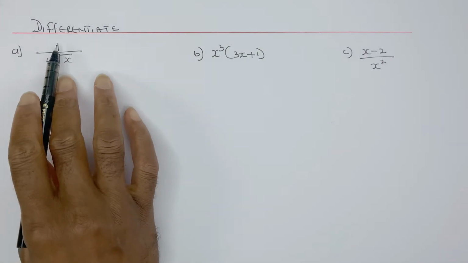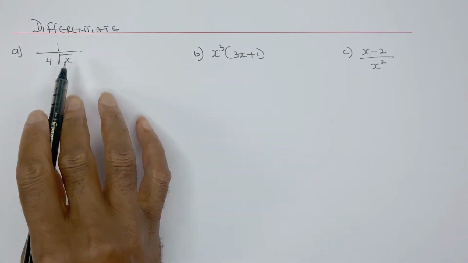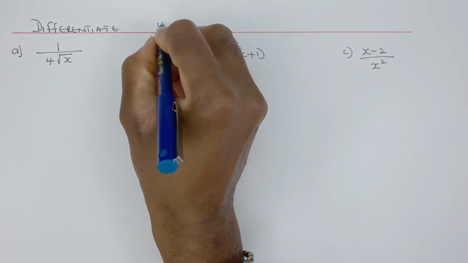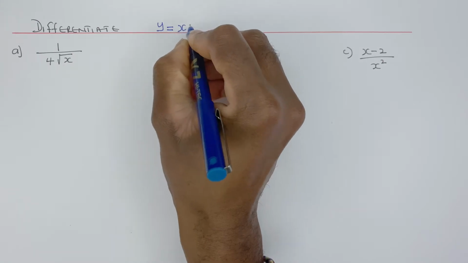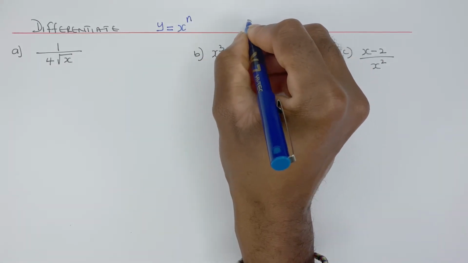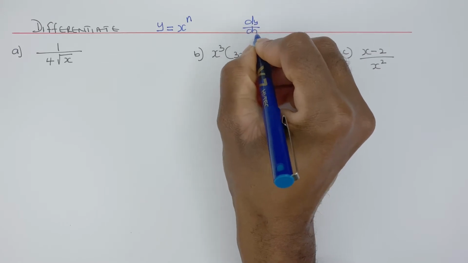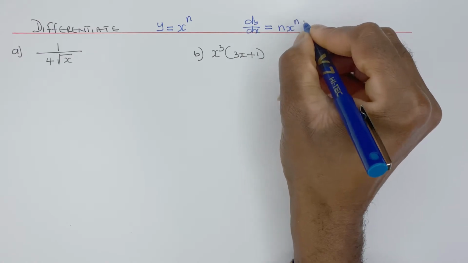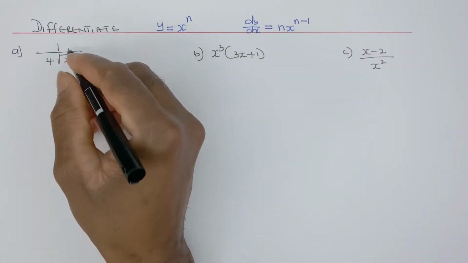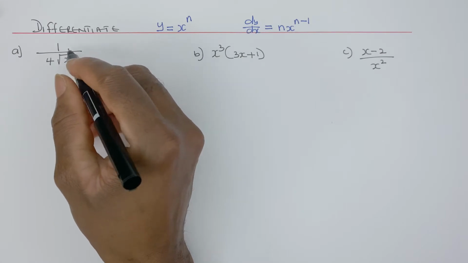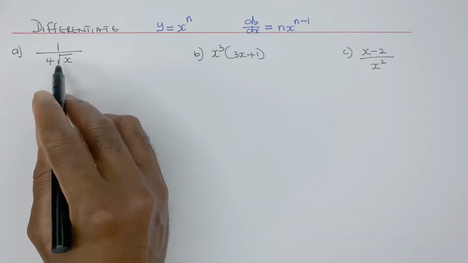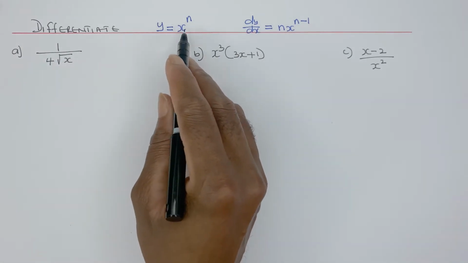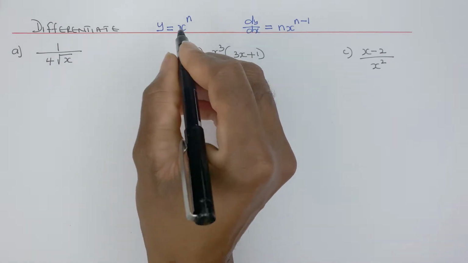Differentiate 1 over 4 root x. In order to differentiate, you have to make sure that your function y is in the form of x to the power of n. Then you can apply dy/dx equals n x to the power n minus 1. This is a quotient function. That means divide. It's a fraction. So therefore, we could either use the quotient rule or simplify this to make it look like that. So I'm going to simplify it to make it look like that.